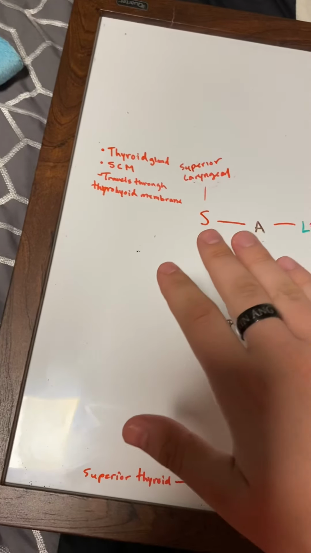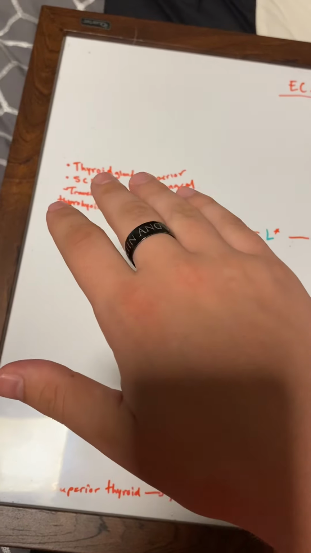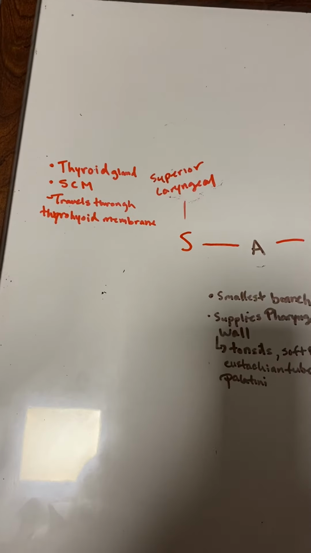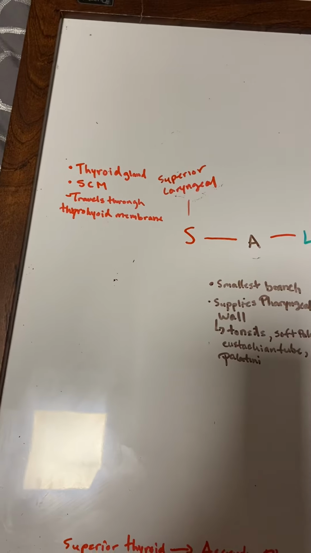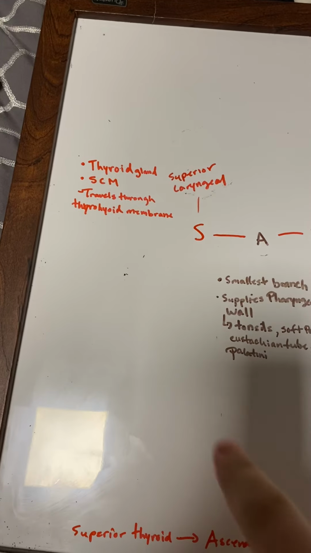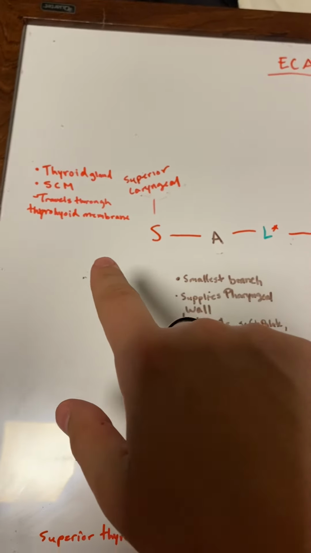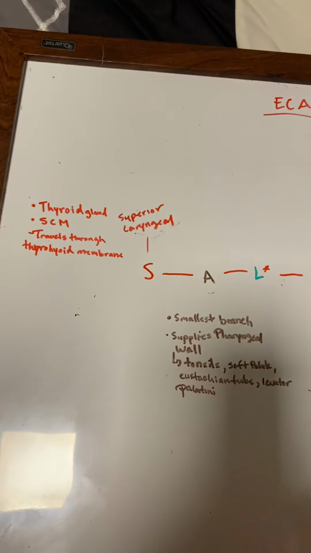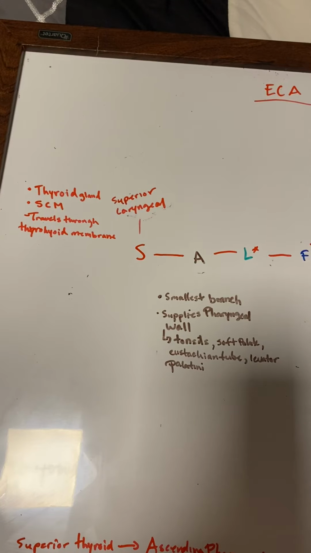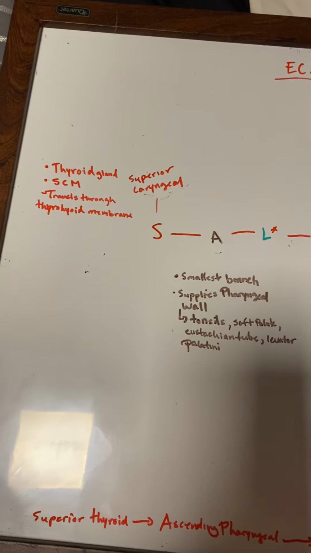So this superior thyroid, what would you expect but for it to go to the thyroid gland and then the SCM, or the sternocleidomastoid? So it travels through this thyrohyoid membrane, which is connective tissue. It has one branch, and it's the superior laryngeal. And that's really all you need to know, in my opinion, for it.